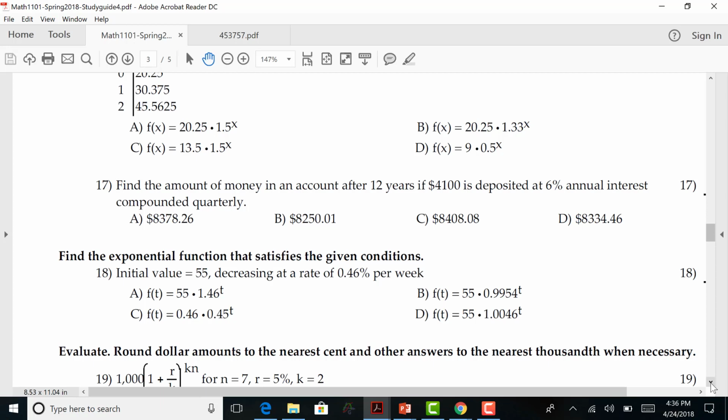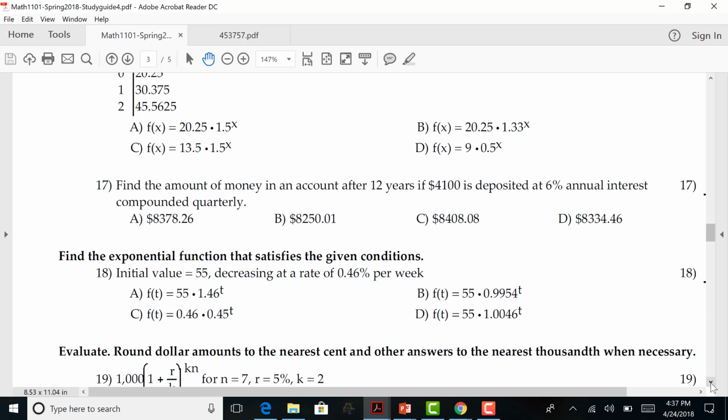All right, that was number 17. Number 18 says this: find the exponential function that satisfies the given condition. Here's what we're expecting you to do for this.